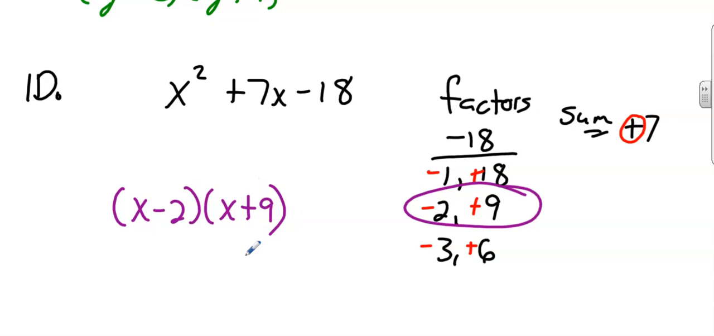Okay, so it's got to be x minus 2 and x plus 9. And again, where you put the order on that one, it's fine. As long as you've got an x minus 2 and an x plus 9, which one goes first, it doesn't matter. It's the same answer either way.